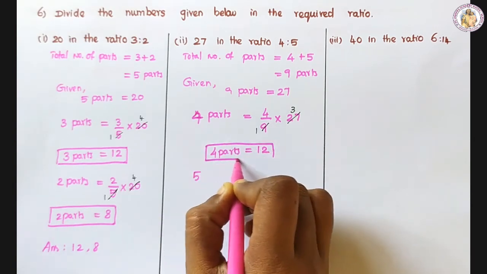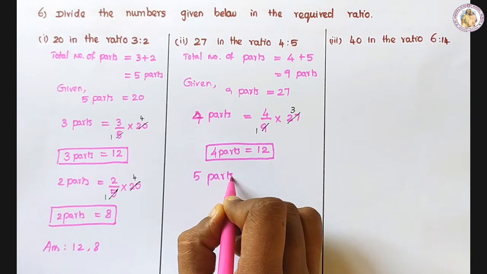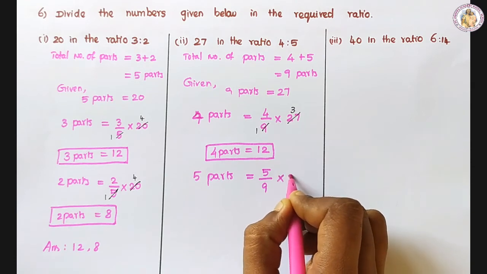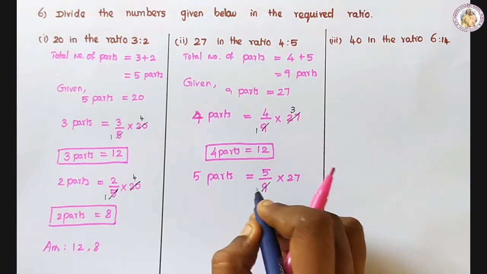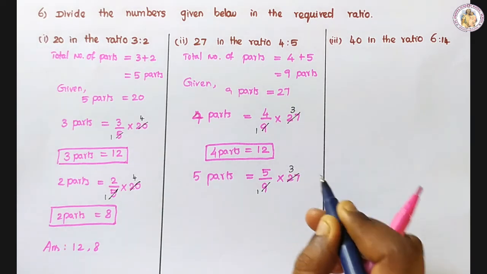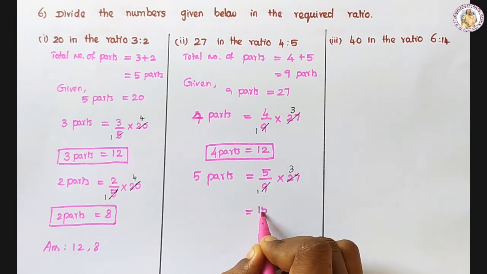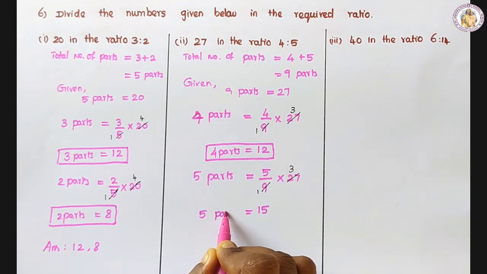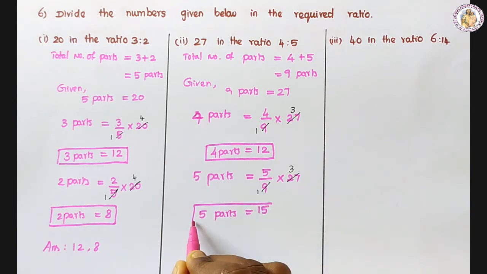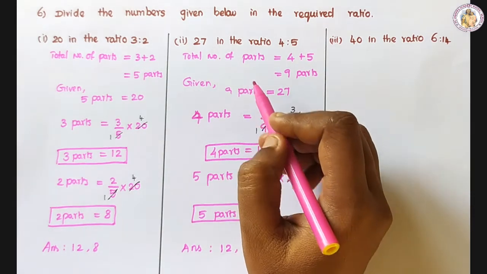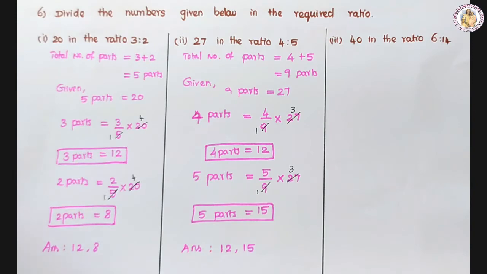Now 5 parts. 5 parts is 5 by total number of parts 9 into 27. 9 1 is 9, 9 3s are 27. Multiply the remaining numbers, 5 3s are 15. That is 5 parts. So answer is 12 and 15. Check the 12 plus 15, we get 27. So 9 parts is 27.